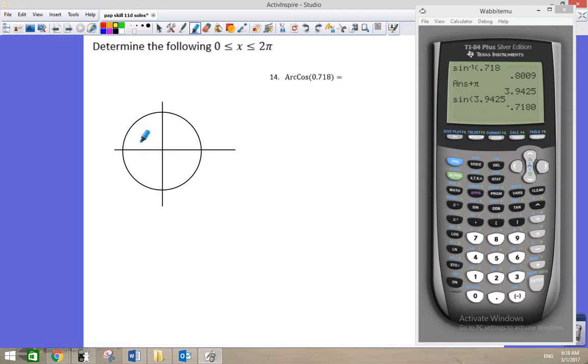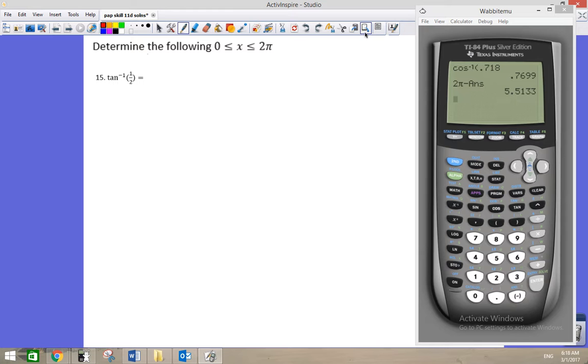So our cosine is going to return a value in the upper half. X is positive in quadrants 1 and 4. So my first solution, 0.718, is here. This is one solution. And now if I take 2 pi minus that, it's my other solution. So here's the 2 angle measures in radians that satisfy this equation that are between 0 and 2 pi.